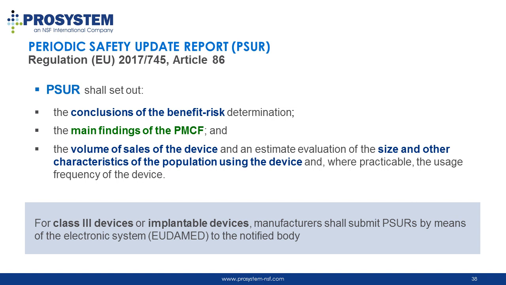Manufacturers of Class 2A, Class 2B, and Class 3 devices have to prepare a periodic safety update report, known as PSUR, to summarize the analysis of the post-market surveillance data. The PSUR should include the conclusion of the benefit-risk determination, the main findings of the PMCF, the volume of sales of the device, and an estimated evaluation of the size and other characteristics of the population using the device. It is part of the technical documentation and should be periodically updated.